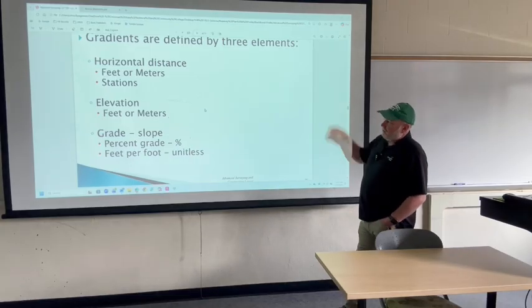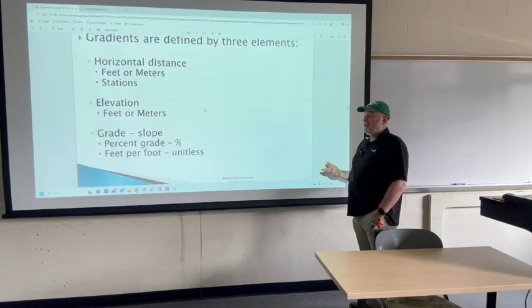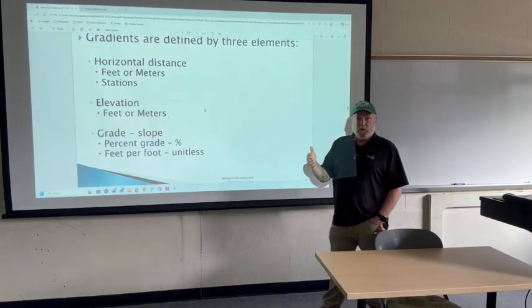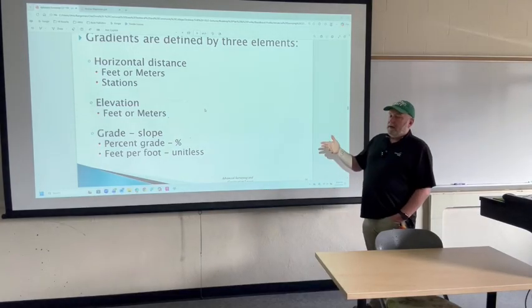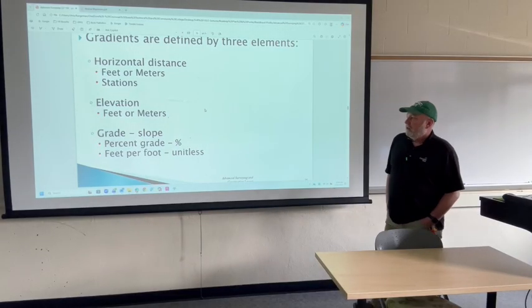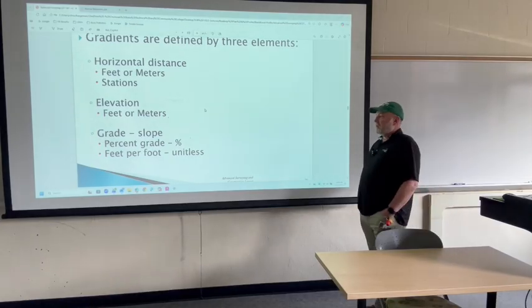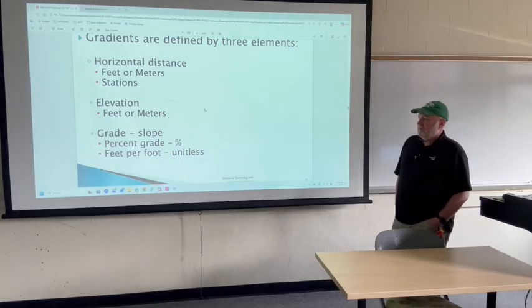The other element is your elevation, which should pretty much always be in feet. Your horizontal distances, your stations, should pretty much always be in feet. Your elevations would be in the same corresponding unit. And talking about grade or slope, that's going to be listed or noted on the plans as a percent grade, which we kind of just went over a little bit before, or feet per foot, inch per foot, unitless.